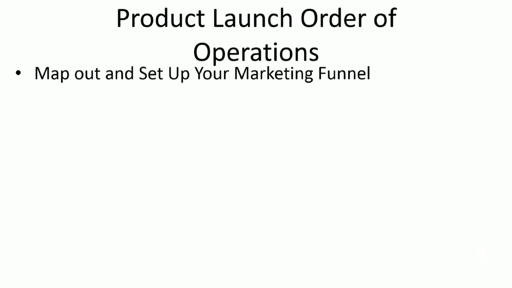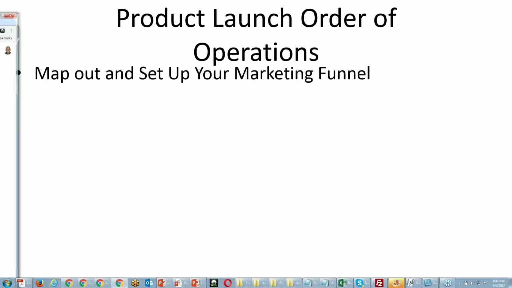So let's talk about the order of operations, the order in which you need to do things. The first thing you're going to want to do is map out and set up your sales and marketing funnel. Let's talk about what that means. I'm going to open up Warrior Plus here. How many of you have set up a sales funnel on Warrior Plus before? If you haven't, this is going to be instructive for you. You've probably seen a number of people set up a funnel on JVZoo, so we're going to set one up on Warrior Plus.